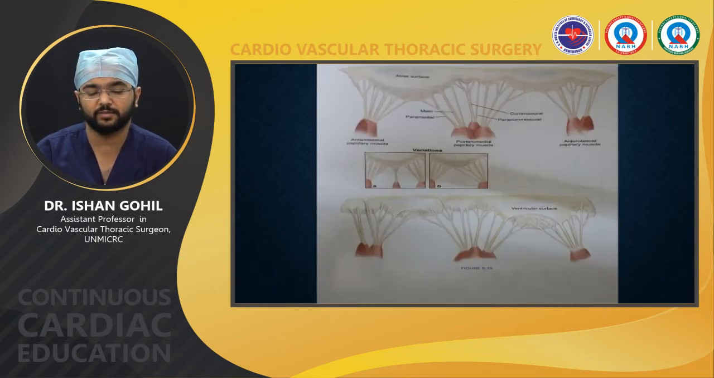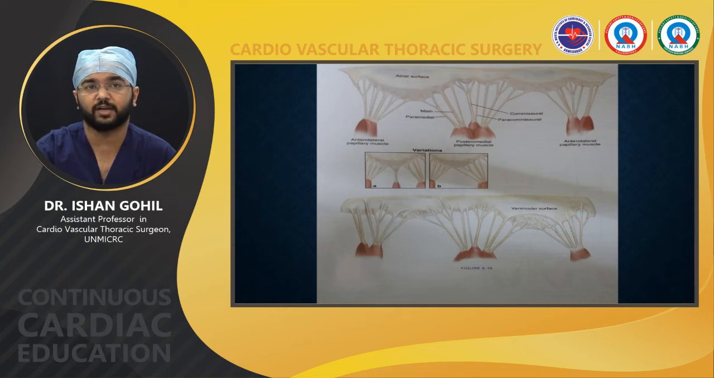So basically, there are different types of chordae. So these are the commissural chordae. They arise from the AML, the PML, and go directly into the commissures. It forms a Y-shaped pattern at the commissure, and it is attached to both the AML as well as the PML. Hence, it is called the commissural chordae.